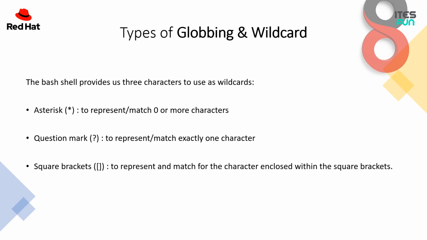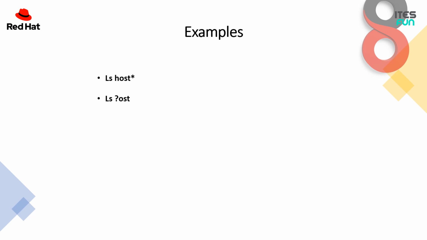Types of globbing and wildcards. The bash shell provides us 3 characters to use as wildcards. The first one is the asterisk. This is to represent, or you can say match, 0 or more characters. The second one is the question mark. This is to represent or match exactly one character. And the third, the last one, is square brackets, to represent and match for the character enclosed within the square brackets. Let's start with some examples. The first two examples which we will consider are ls host star and ls question mark ost.